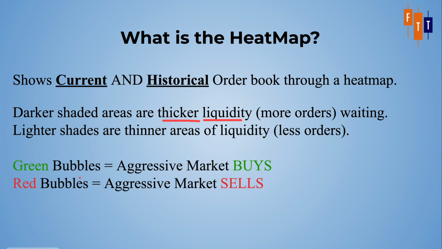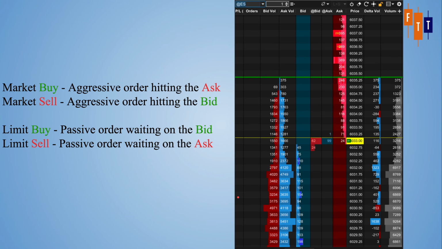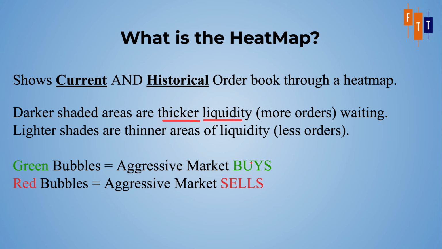When we look at the bubbles, all the green bubbles are going to be the aggressive market buys, and the red bubbles are going to be the aggressive market sells. So just to go back real quick, when we go to Bookmap, the green bubbles are this column right here, and the red bubbles are this column. That's what those bubbles are showing us. And the lines you're going to see across the chart are going to be the ask column and the bid column. All right, now let's go look at Bookmap, and we'll put this together so it makes more sense.